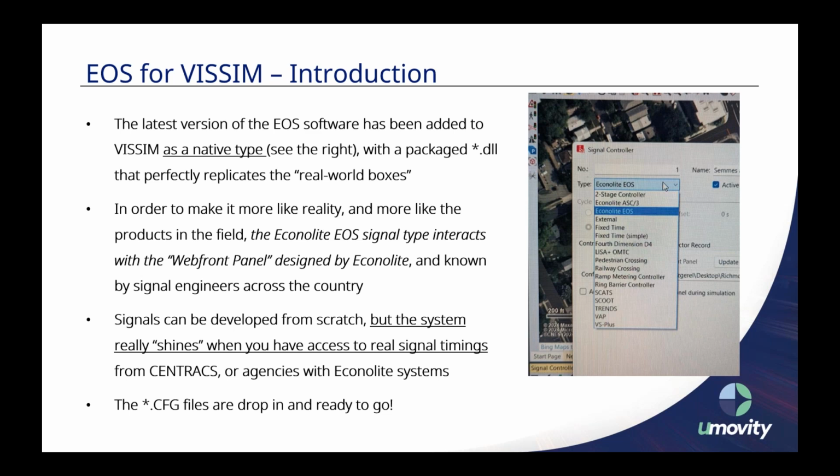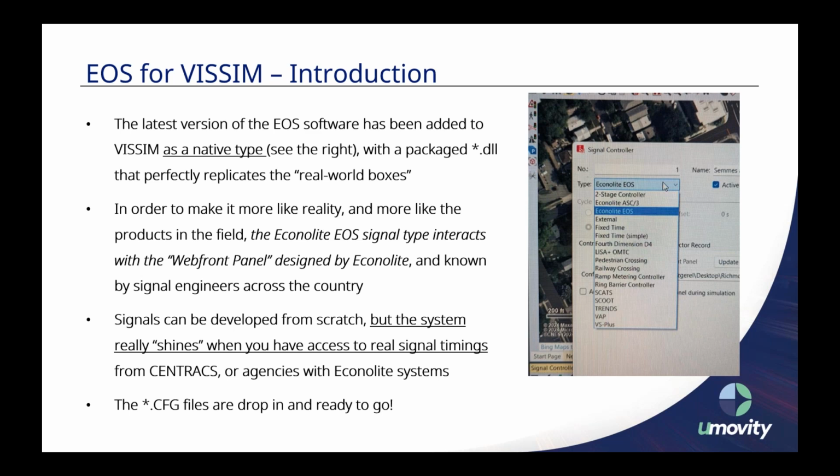EOS in Vissim is set up as what we call a quote unquote native system. What I mean by native is you can see in that picture on the right in the drop down, it's an option now under the ASC3 that was already there. You now have the Econolite EOS. So it's not a signal type or a dynamic type that you have to program in through event-based scripting or Python or any kind of add-ons or DLLs. It's now part of the software, and the package DLL is part of the distribution itself.